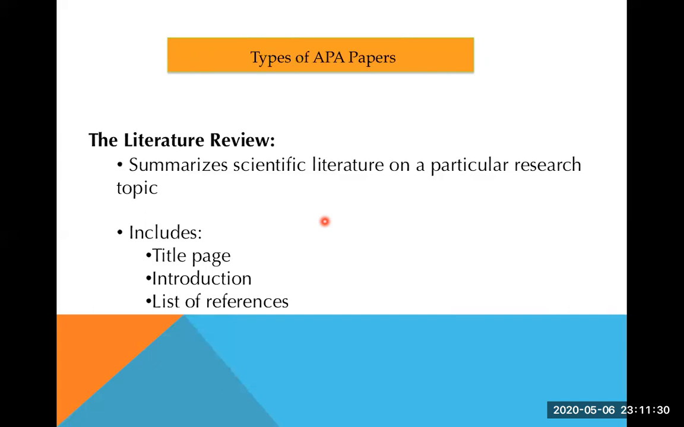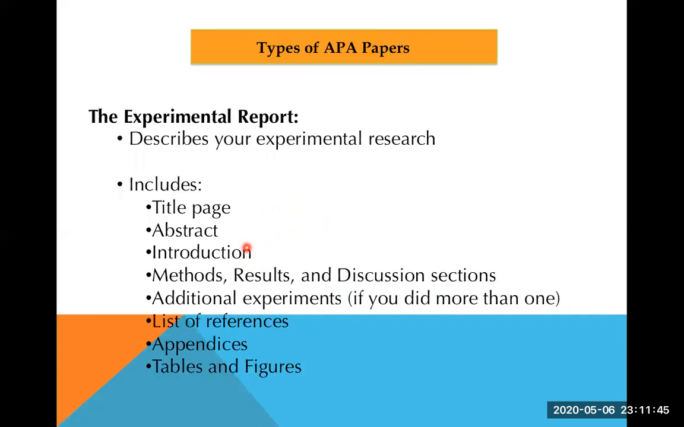So the literature review paper includes the title page, introduction and list of references. These are the three building foundations on which the literature review paper is based. While the other type of APA papers is the experimental report. The experimental report, or research article as it is sometimes called, provides an account of conducted research.